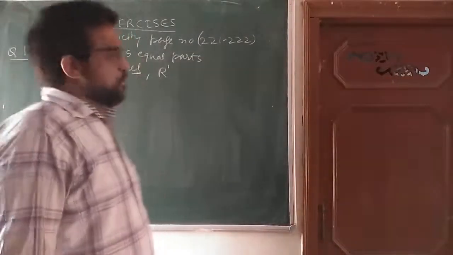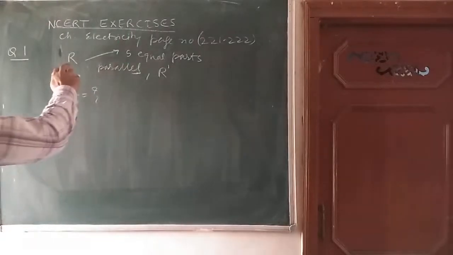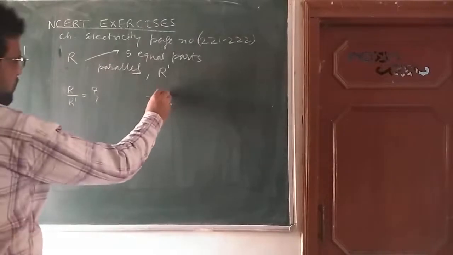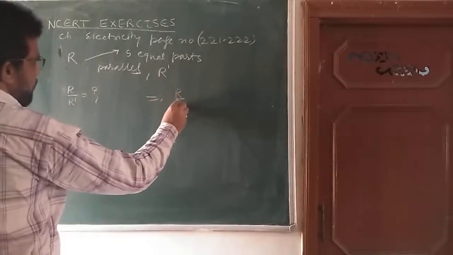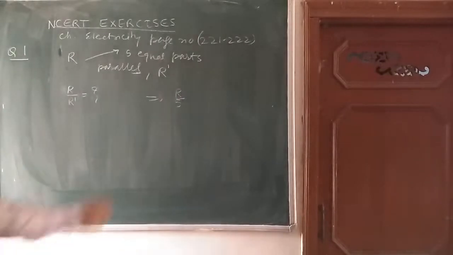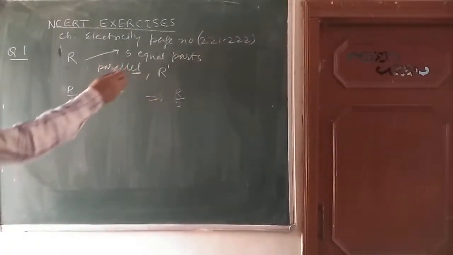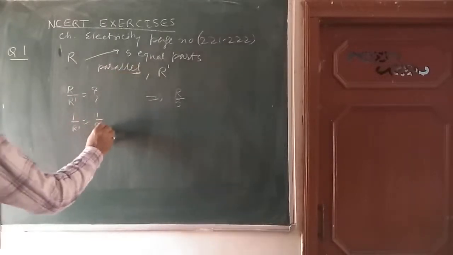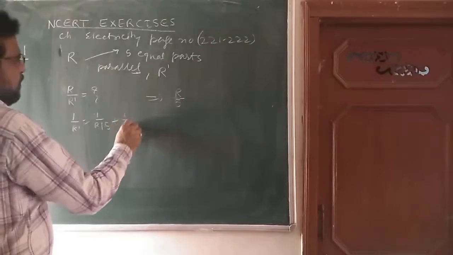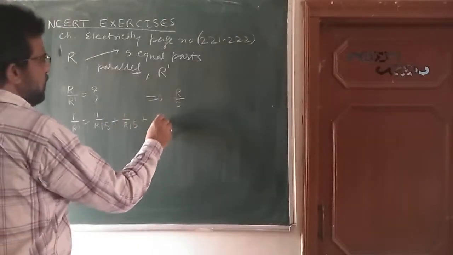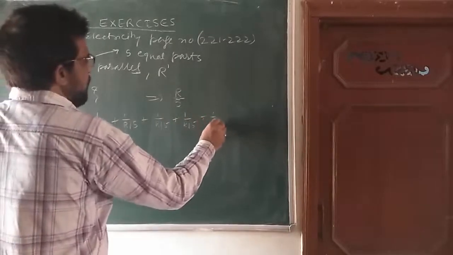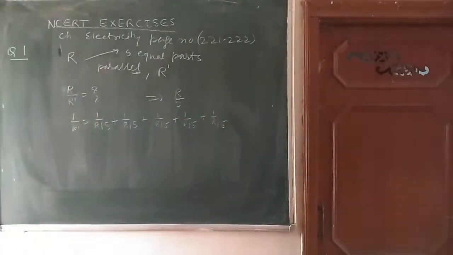So dear children, first you see that the resistance R is divided into 5 equal parts. So the resistance of each part would be R by 5. Then all are connected in parallel and the equivalent resistance is 1 by R dash is equal to 1 by R by 5, 1 by R by 5, 1 by R by 5, 1 by R by 5 plus 1 by R by 5. Then solve it. What are we getting here?